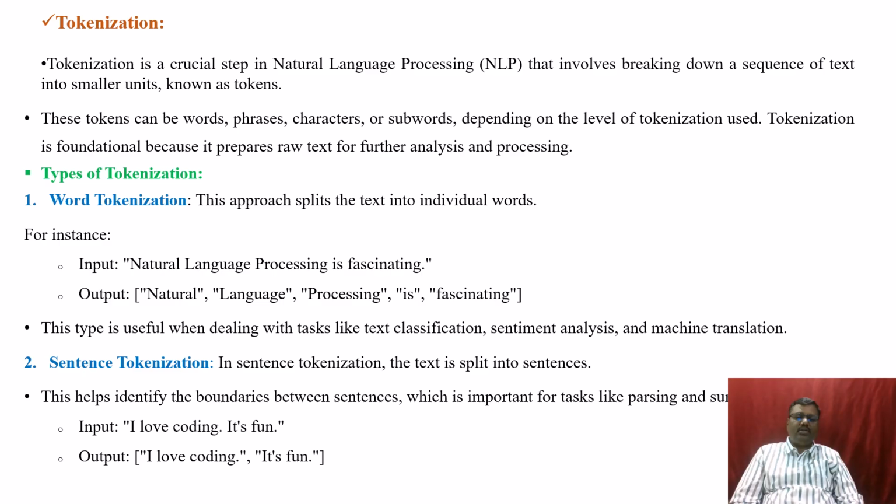The second one is sentence tokenization. In sentence tokenization, the text is split into sentences. For example, the sentence is given like this in the form of input: I love coding. It's fun. The output is that the part which ends with a full stop is split into the first token and the remaining text into the final token. So this is how sentence tokenization is used to split text into sentences.